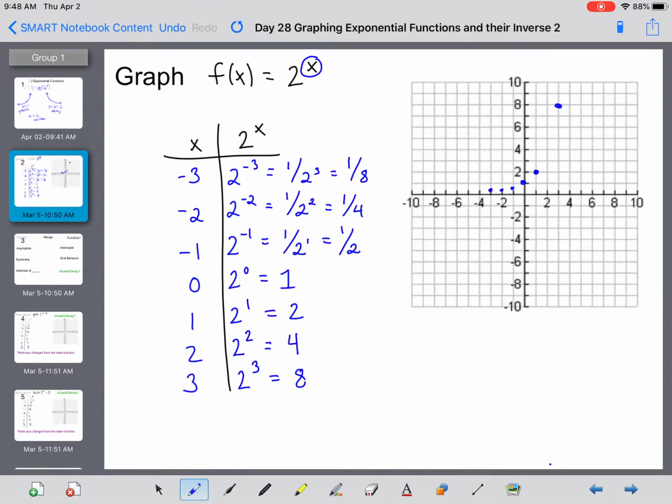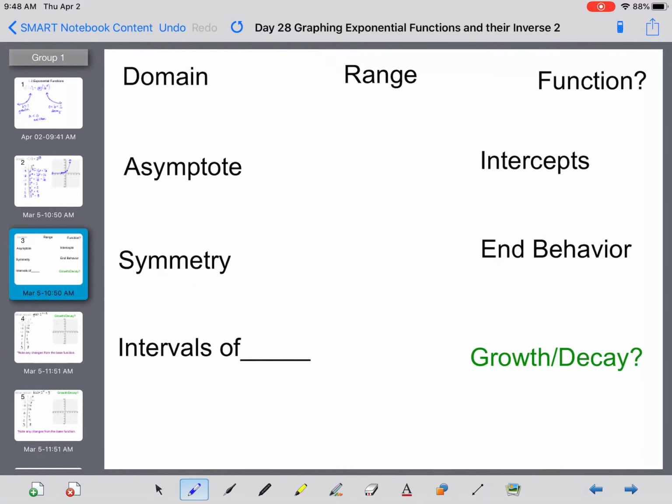And then we can go ahead and play connect the dots. And so there is my first picture of an exponential function. Let's answer a few questions about it. So let's talk about domain and range.